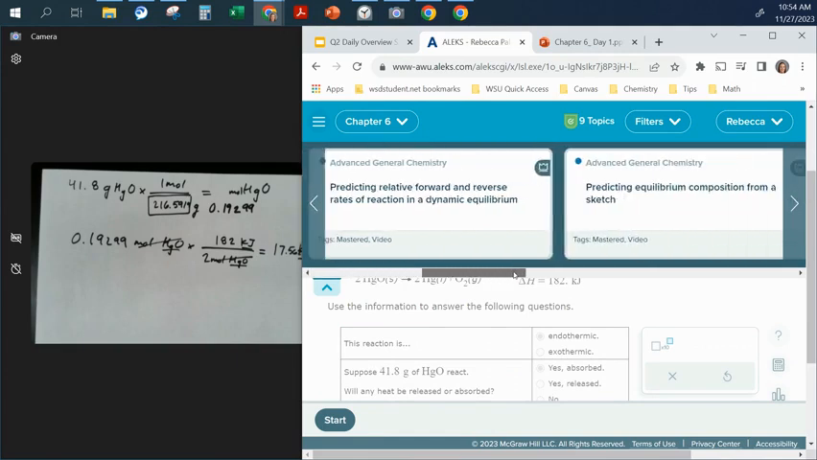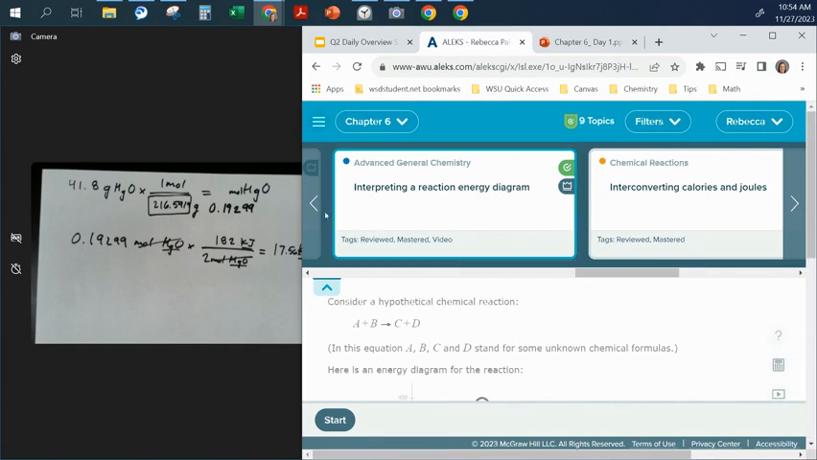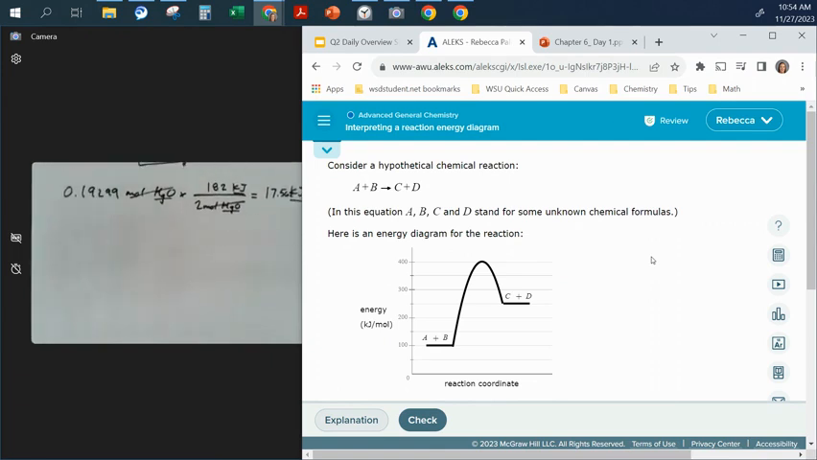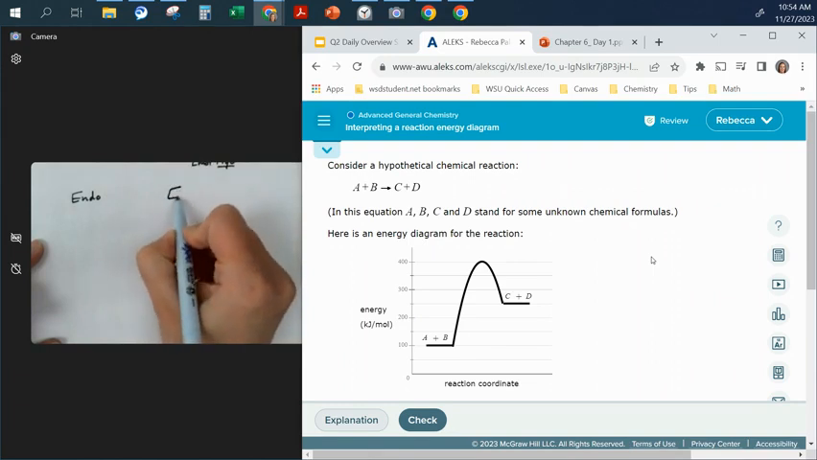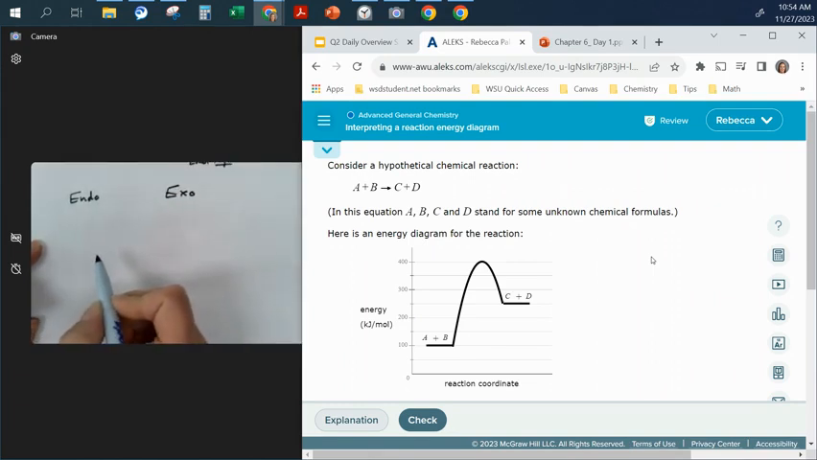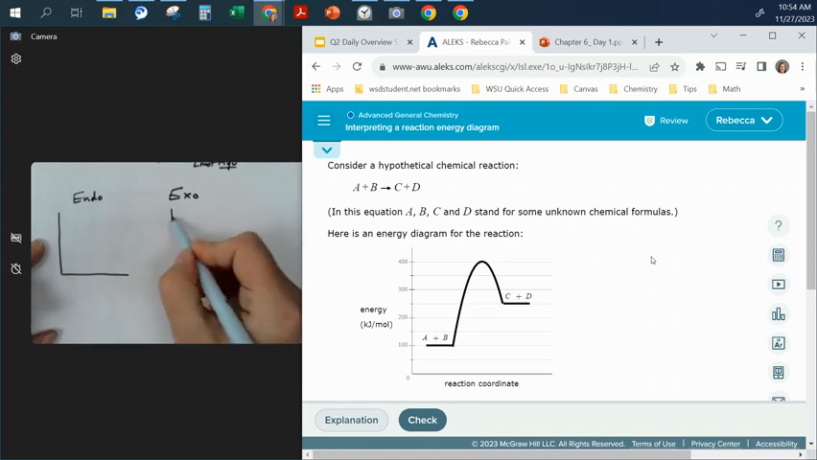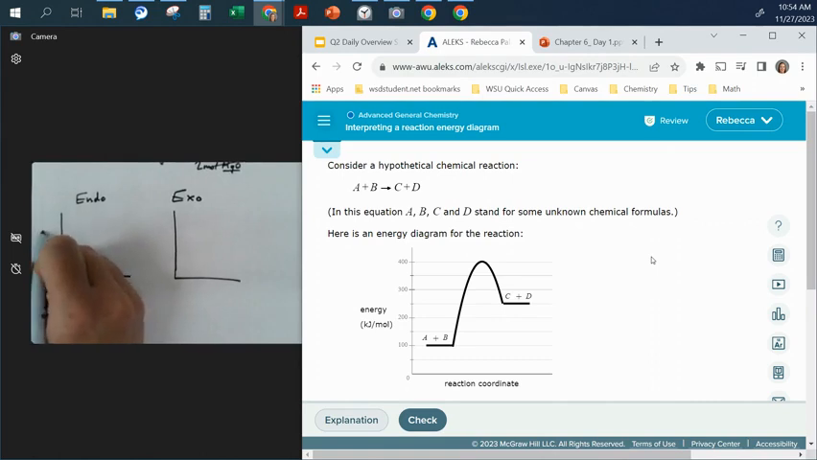The last one I want to talk about is, and it's pretty straightforward, interpreting a reaction energy diagram. Okay, so we have to figure out what this means. So let me write a few notes on this paper. So we just talked about endothermic, and we talked about exothermic reactions. We can look at these using this type of graph, which is called an energy diagram, or I also call them a reaction coordinate diagram. Okay, so we have something like this. On the y-axis, we have energy.